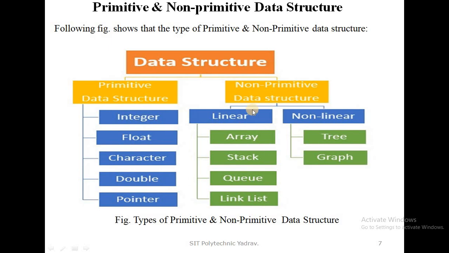And the non-primitive data structures are classified into two subpoints, linear and non-linear. Okay, linear is classified into array, stack, queue and linked list, and non-linear is classified into tree and graph. In this linear and non-linear, there are 4 and 2, which means a total of 6 are studied in detail.